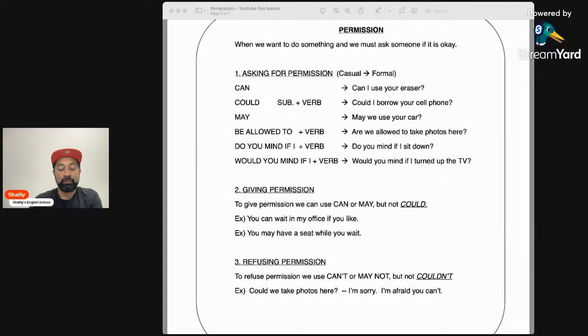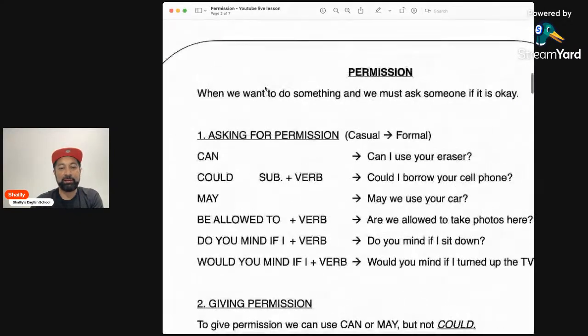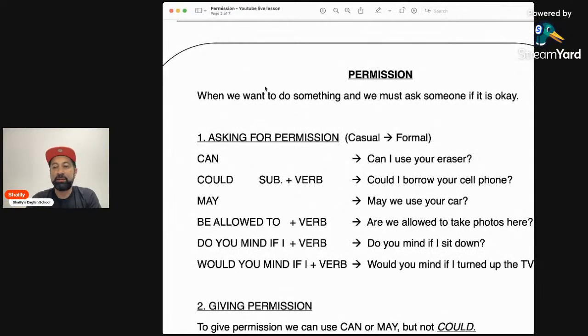Okay, so let's look at permission. That's what we're going to be studying today. And I'm going to zoom into this a little bit so everybody can see. Now, permission is when I want to do something. If I want to do something, before I do it, I should ask someone.